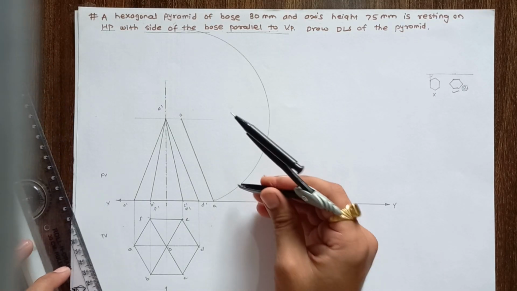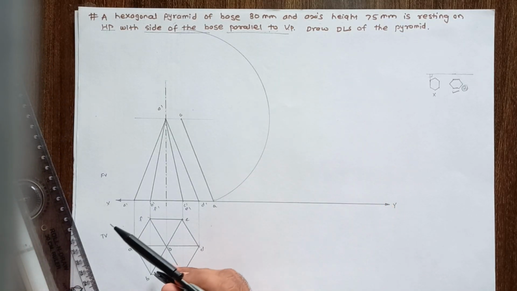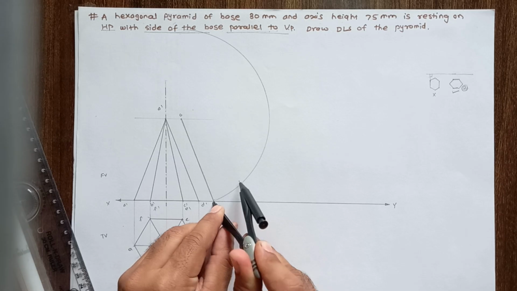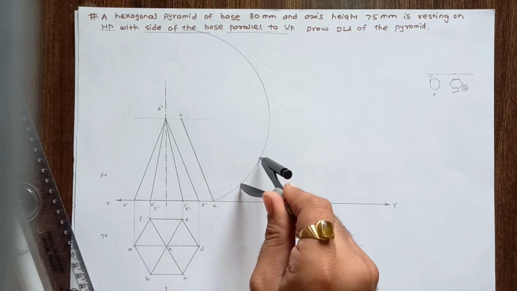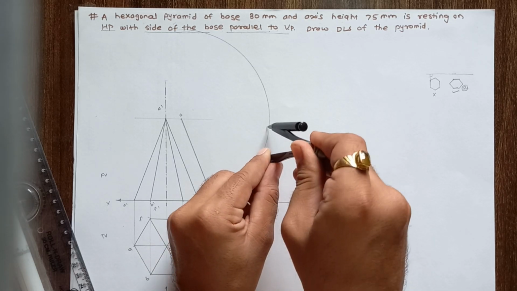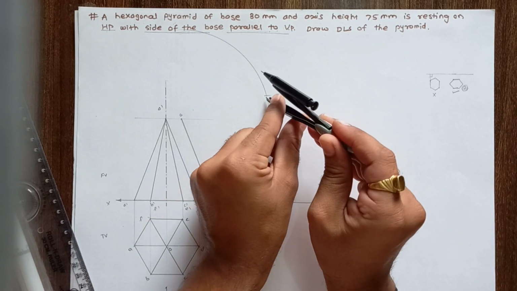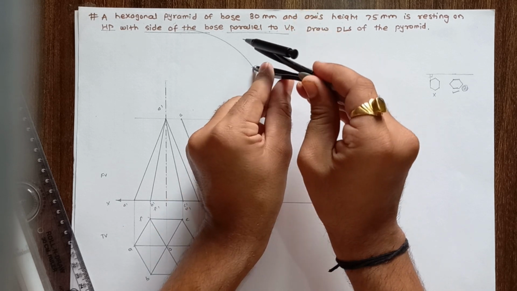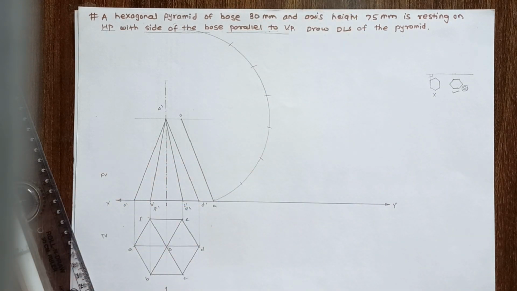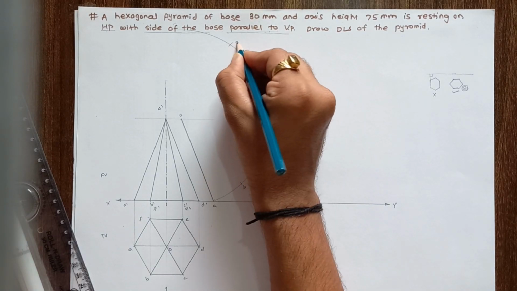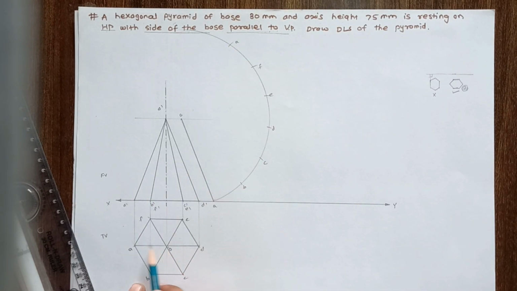Now divide this arc into 6 equal segments, and for that measure this edge distance. Hexagonal pyramid edge distance. This is 30 mm. Now mark 6 arcs: 1, 2, 3, 4, 5, and 6. Now give the naming. This is A, B, C, D, E, F, and A. Now when you cut this pyramid from OA, we get this development.